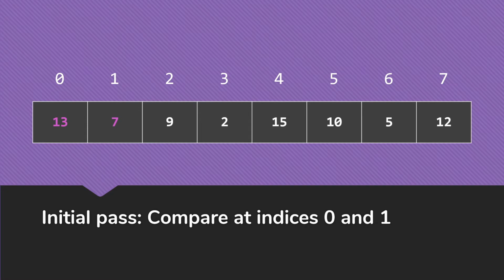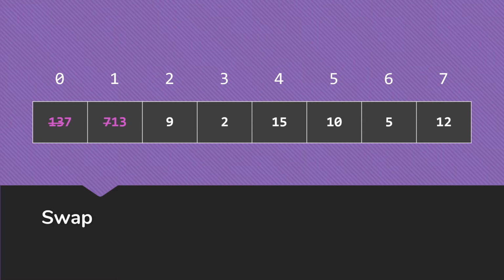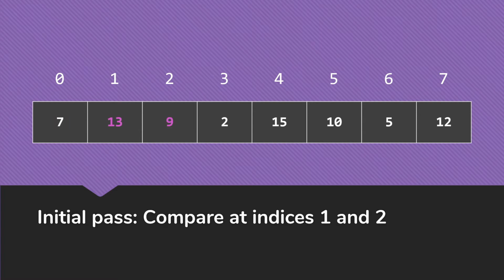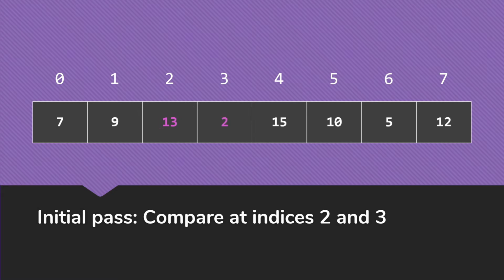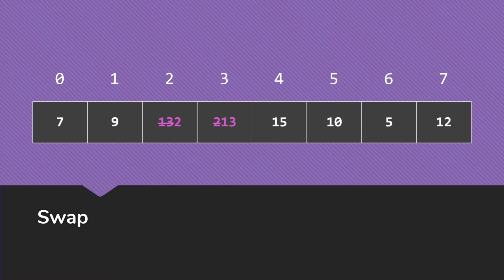So here we have an array. On our initial pass, we're going to need to go through the whole array looking at each pair of neighbors. So we start by looking at the items at index 0 and index 1. Those are out of order, so we're going to swap them. Then we move on to indices 1 and 2. Again, it's out of order, so we swap those. Look at 13 and 2. Those are again out of order, so we swap.